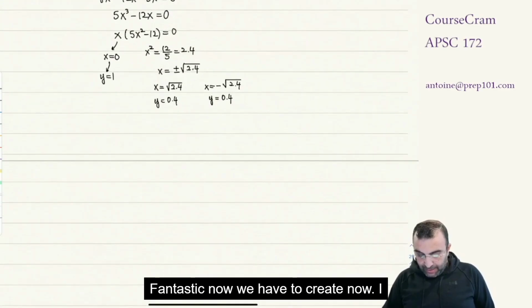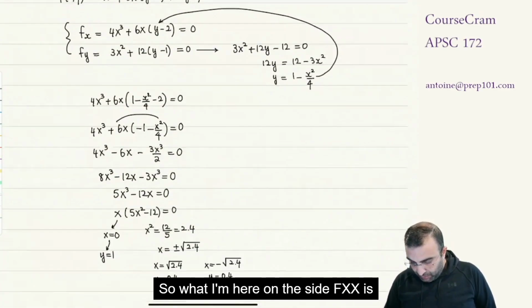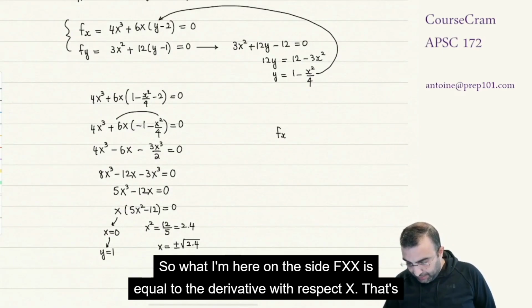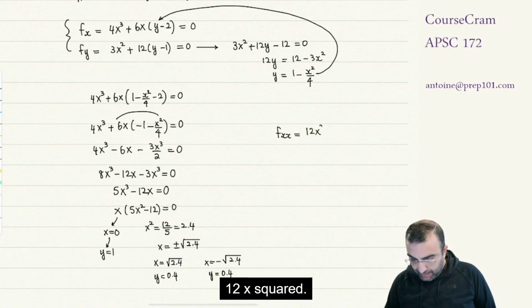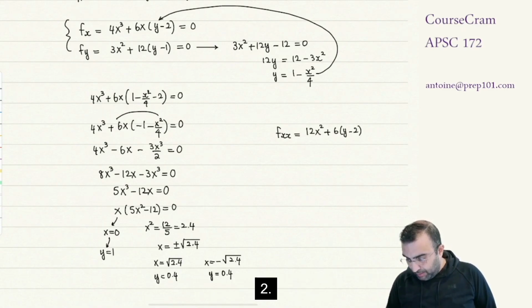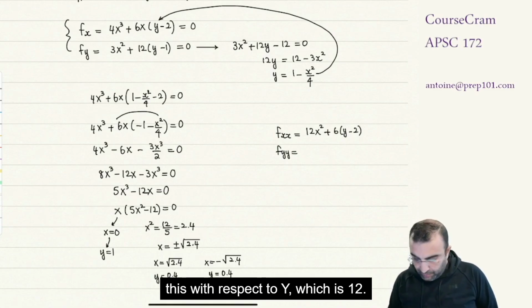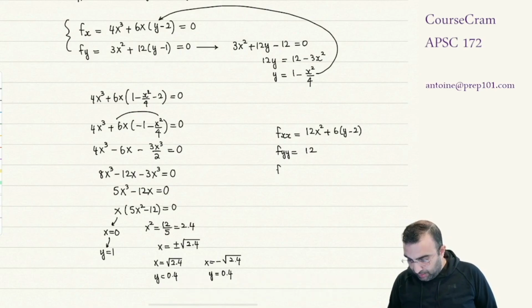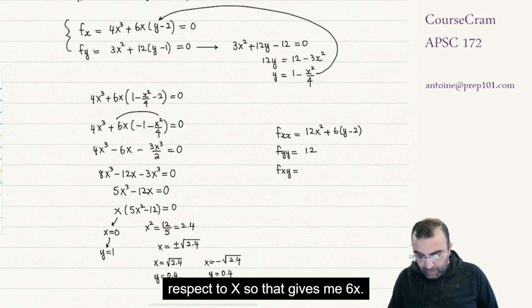Fantastic. Now we have to go ahead and find fxx. So let's do them here on the side. Fxx is equal to the derivative with respect to x. That's 12x squared plus 6 times y minus 2. Fyy, I'm taking the derivative of this with respect to y, which is 12. Fxy, I'm taking this and deriving with respect to x, so that gives me 6x.